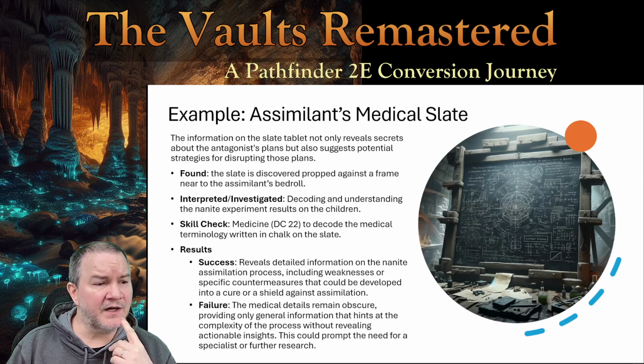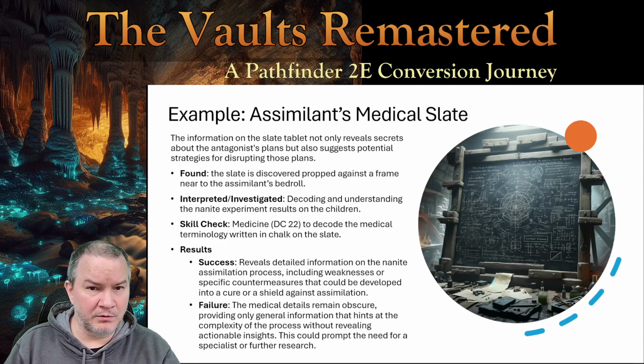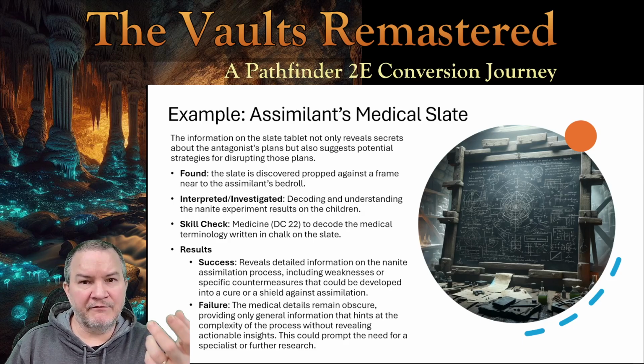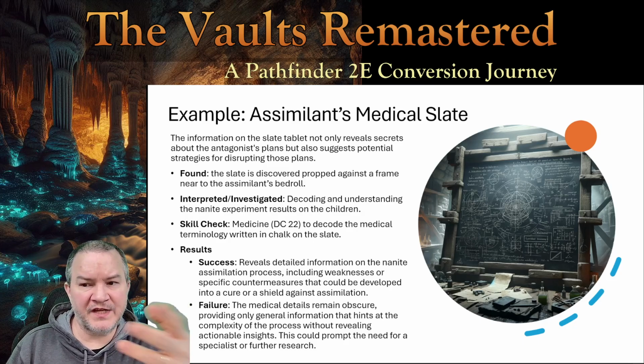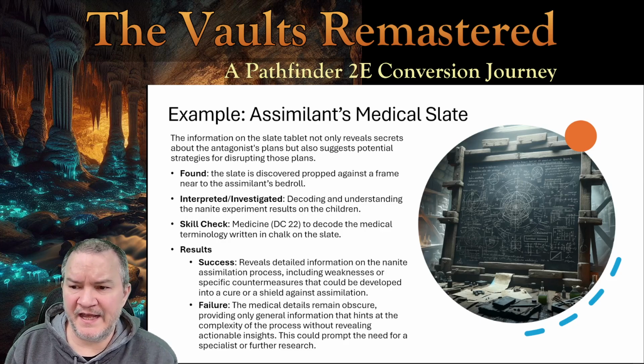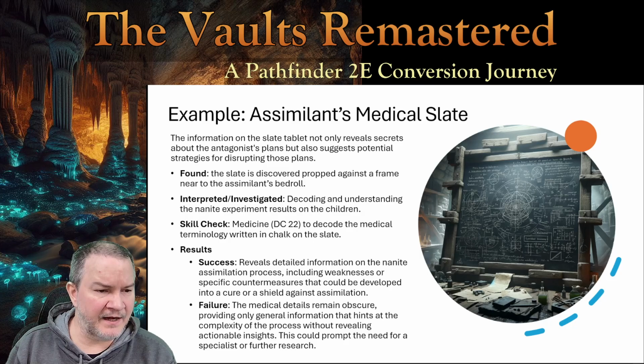And the players have seen this thing. They want to interpret it. They want to investigate this clue, because decoding and understanding what's written on it, because it's written in a coded language, will reveal the results of these nanite experiments that are going on with these children. So I set a medicine DC skill check. So this is where we have to have an action now. We have a clue. It doesn't just have information on it. It requires the players to decode it. Bang, medicine check to see if you understand these weird symbols and language and references that are on it.